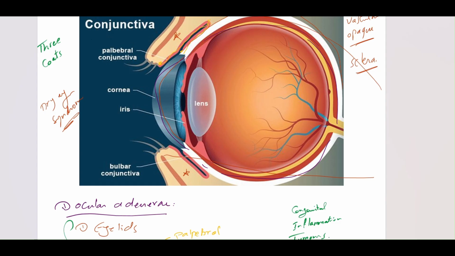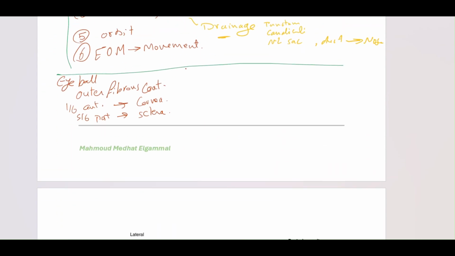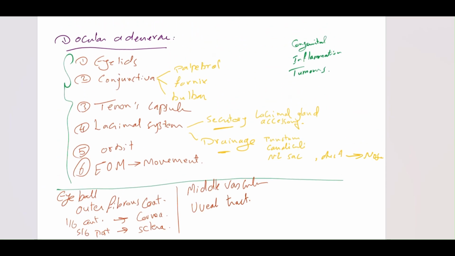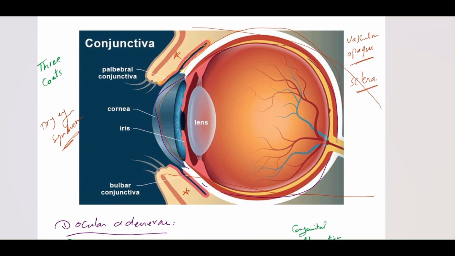The second coat is the middle vascular or nutritive coat. It's called the uveal tract. Uvea is grape, and it's called uveal tract because previously, when the sclera was dissected and anatomists just held the eye from the stem of the optic nerve, it looked like a grape, so they called it the uveal tract.